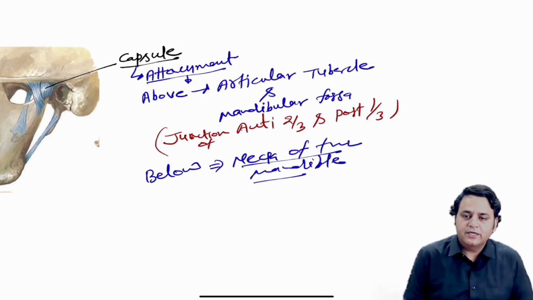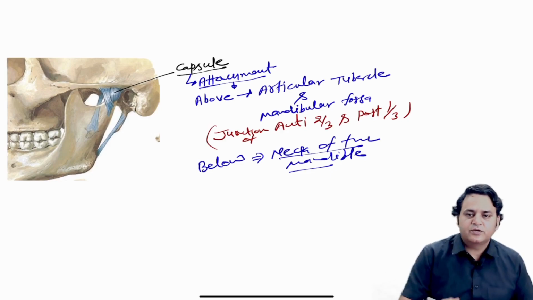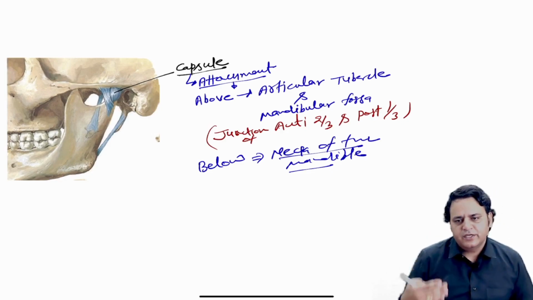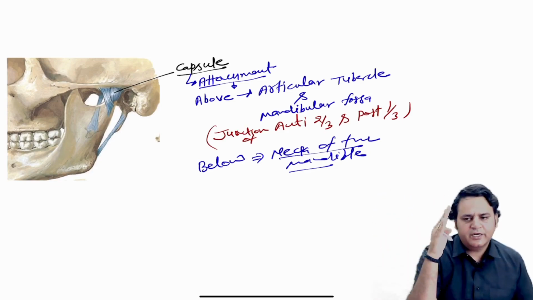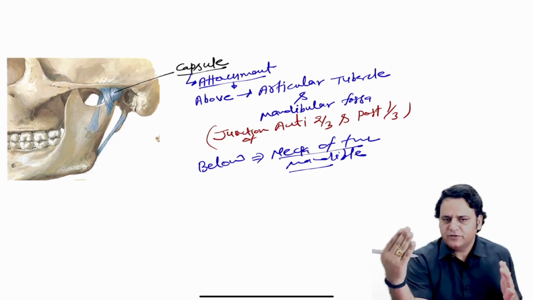You can clearly see this diagram. This capsule is attached above to the articular tubercle, then it comes to the neck of the mandible, then again it goes to the mandibular fossa and is attached at the junction of anterior 2/3 and posterior 1/3.